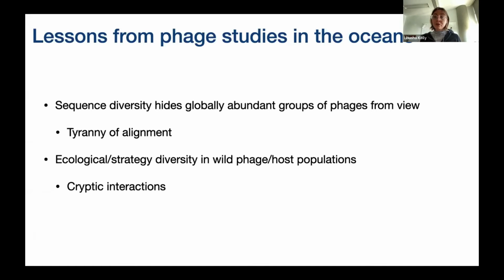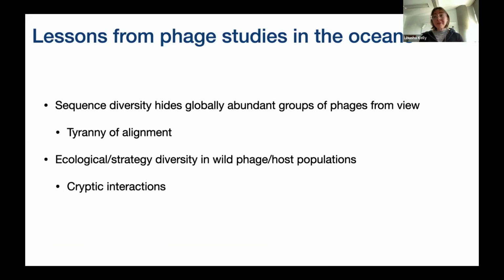And so there are two main points that I want to bring up in the talk today. The first is that we are not very good at identifying phages. There is a lot of sequence diversity out there, and it's so bad that it actually hides globally abundant groups of phages from view.